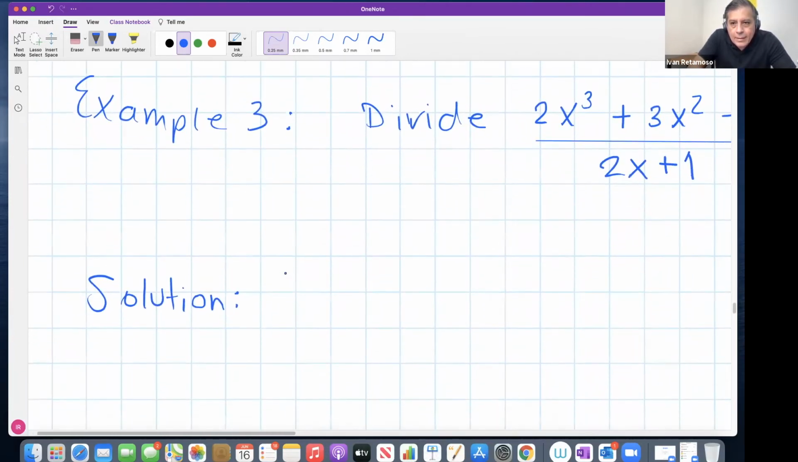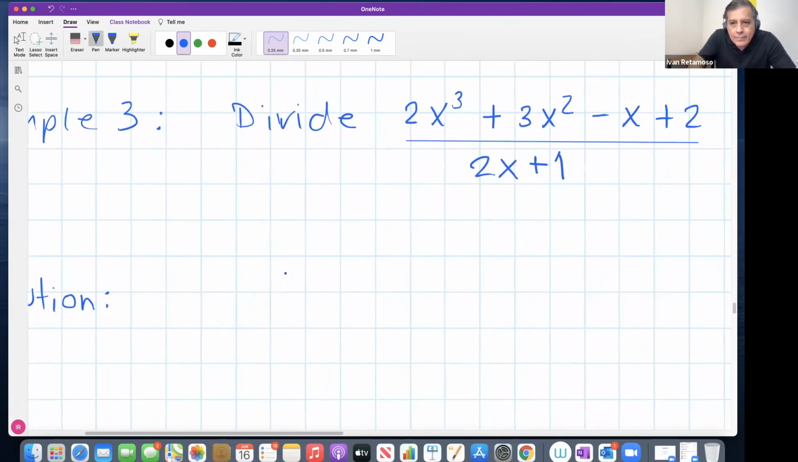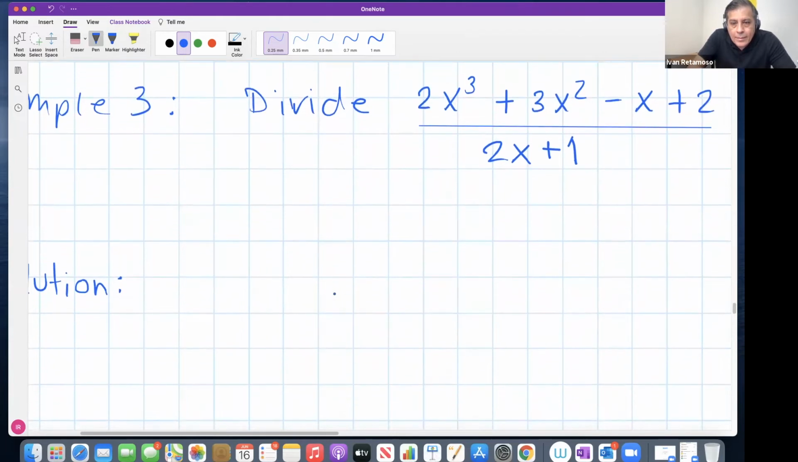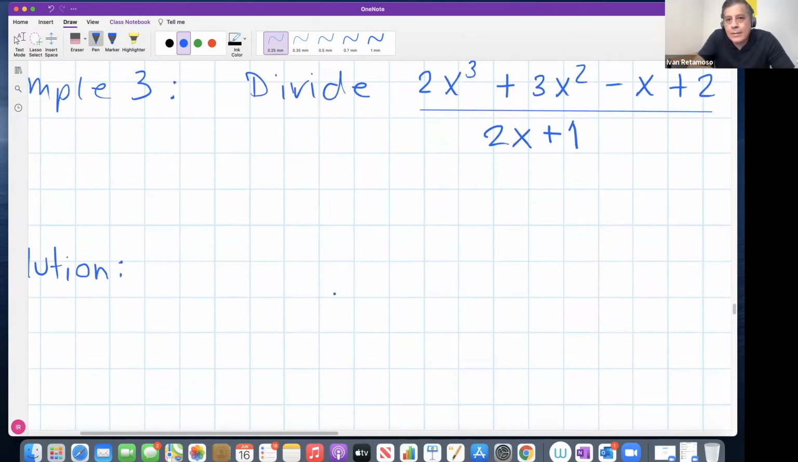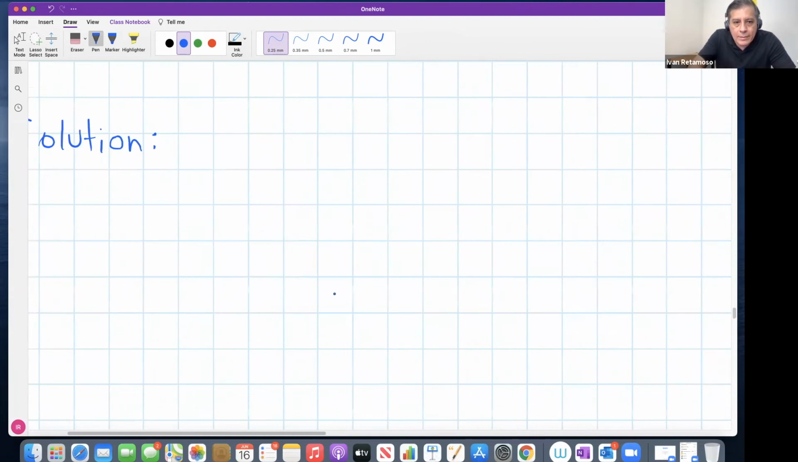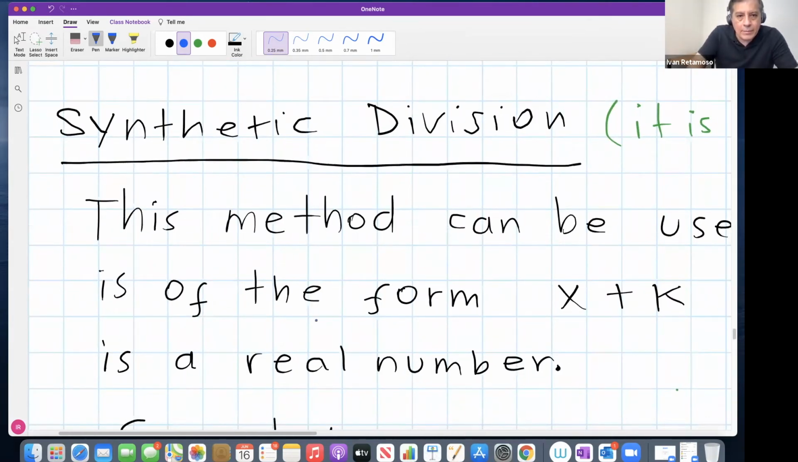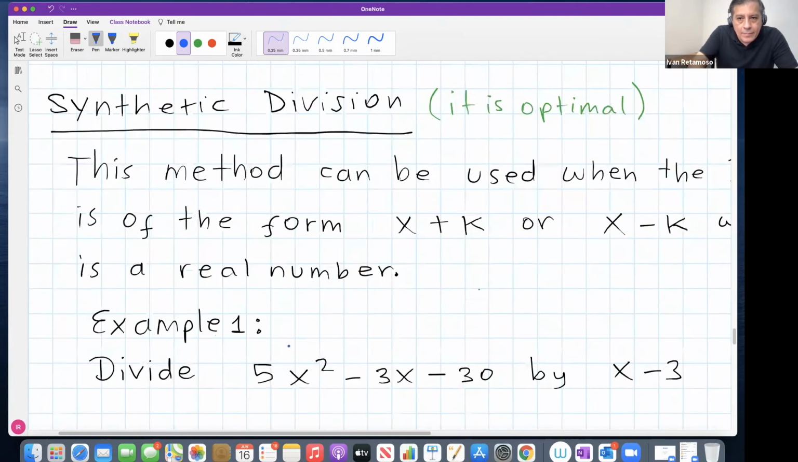Yeah, I think I have one more example here. Yeah, maybe we can skip this one and then just go straight to synthetic division. Yeah, later probably we can go back to that. Yeah, synthetic division.